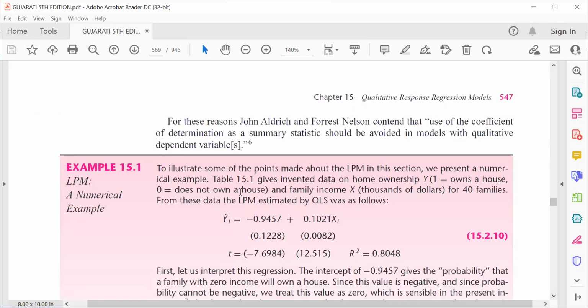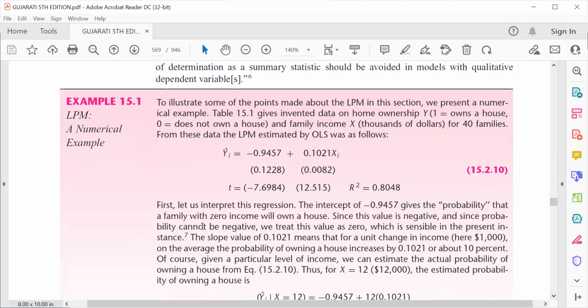To illustrate some of the points made about the linear probability model, we present a numerical example, example 15.1. We give invented data on home ownership. Y is 1 if the family has a house, 0 otherwise. X is family income. Here there are 40 families. We estimate the LPM by OLS, and we get this result.